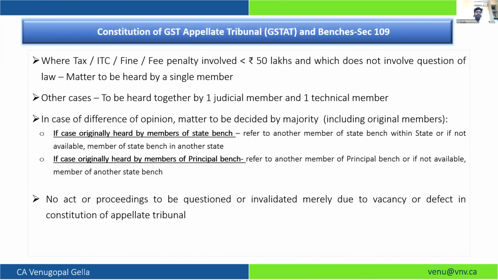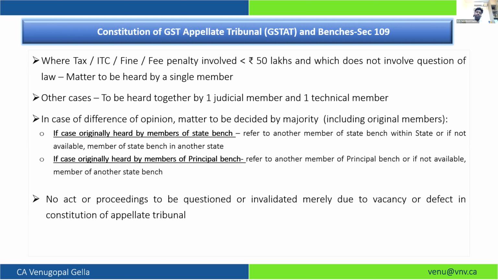With regard to the number of members hearing a matter: where the tax or input tax credit or fine, fee or penalty involved is less than 50 lakh and does not involve a question of law, such matters will be heard by a single member only. In all other cases, the matter will be heard together by one judicial member and one technical member, in any combination between these two. In case of any difference of opinion, the matter will be decided by the majority, including the original member who passed the order.